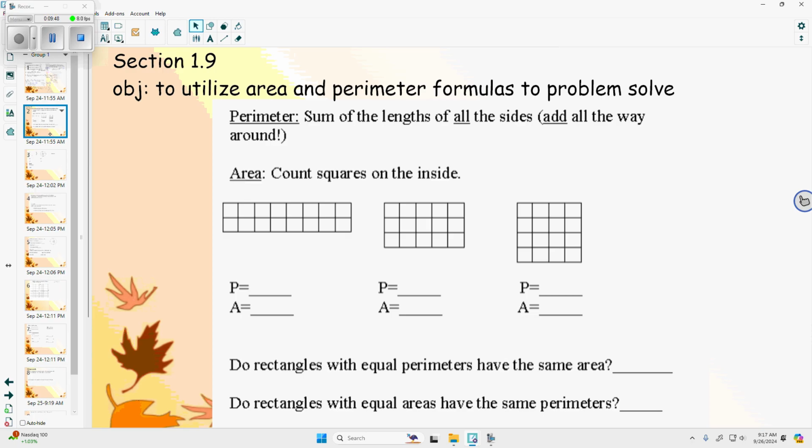So right now, I would like you to find the perimeter and the area of those 3 rectangles that are on your paper. You can talk to the people at your table about it as you're doing it, but you're finding perimeter, distance around, and area of those.